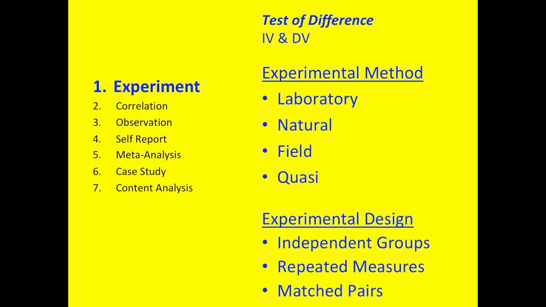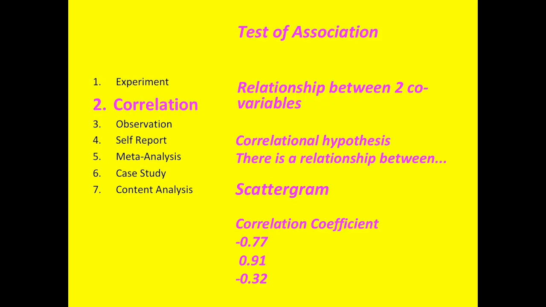So if it was an experiment, then you would start thinking about it being a test of difference, which means you're going to have an independent and a dependent variable. Then you might think about what's the experimental method, which could be laboratory, natural, field, or quasi. And also you'll need to think of what the experimental design is, which could be independent groups, repeated measures, or matched pairs. If it's a correlation, then you'll know that means it's a test of association.